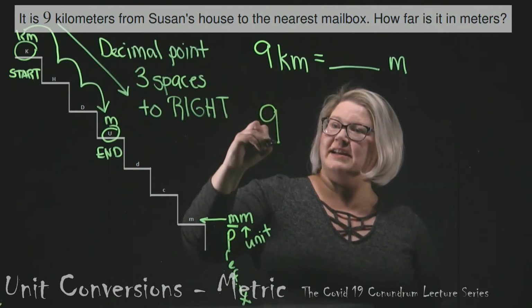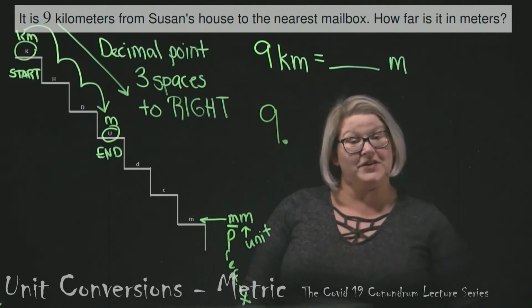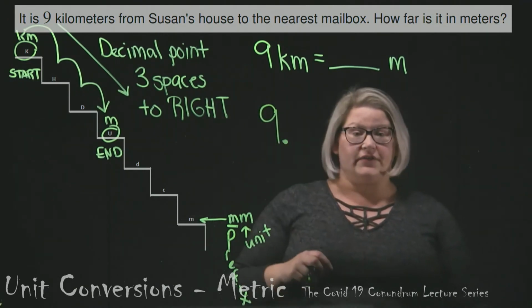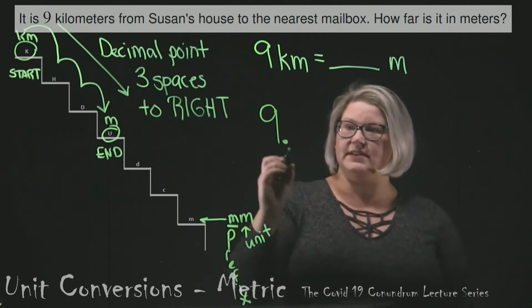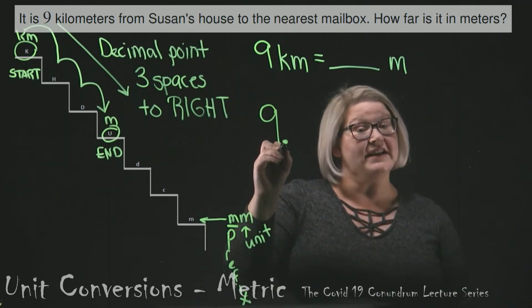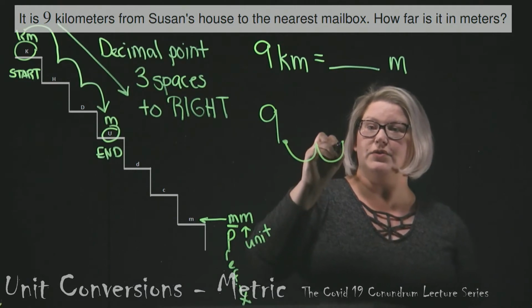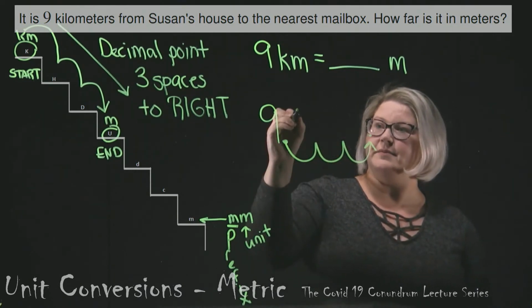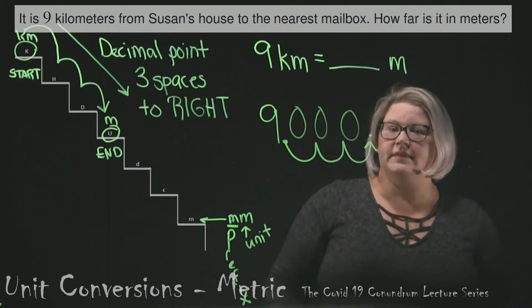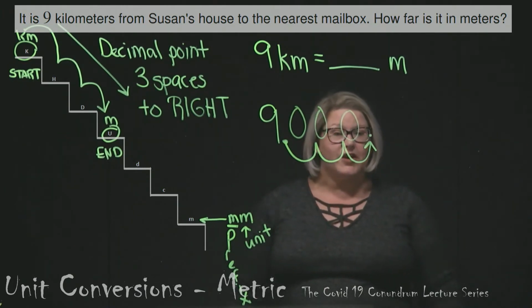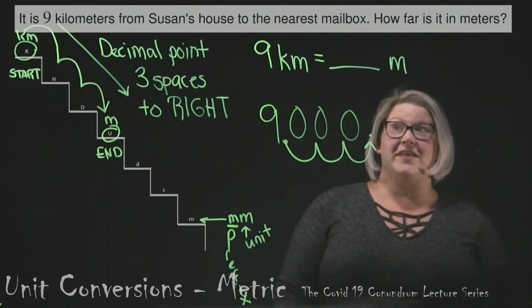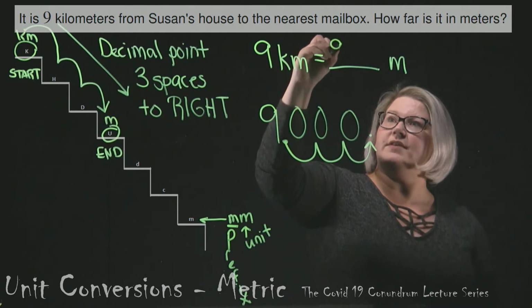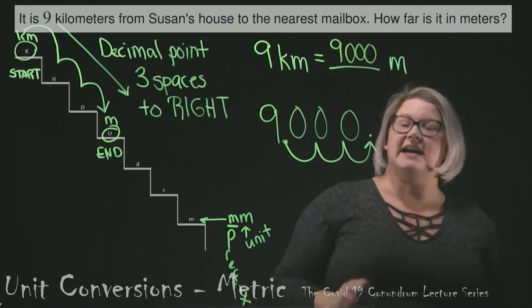If I have 9 kilometers, the decimal point is right there. I want to figure out how many meters that is, so I'm going to move the decimal point 1, 2, 3 spots to the right. Any spots that don't have a digit, I'm going to put a 0 in. So 9 kilometers is the same as 9,000 meters.